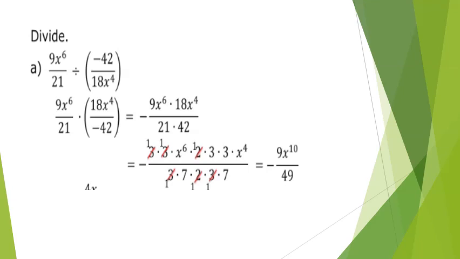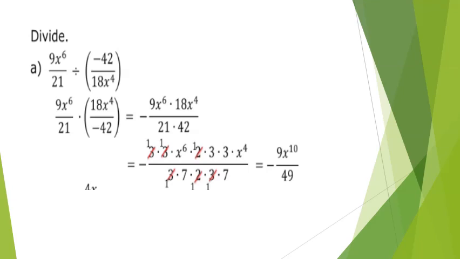Okay, so in the denominator, 21 prime factored is 3 times 7. 42 prime factored is 2 times 3 times 7. Okay, so we have all of our prime factors. So what we're going to do now is we're going to start canceling out our common factors, top and bottom.